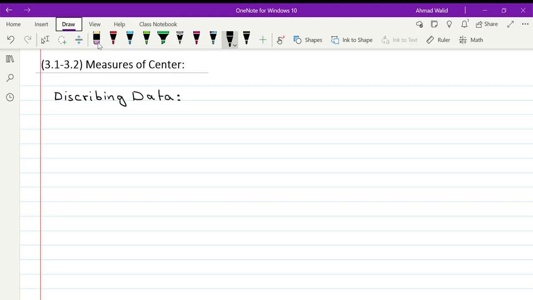Hello all, let's start chapter 3. Chapter 3, sections 3.1 and 3.2, is about measures of center.